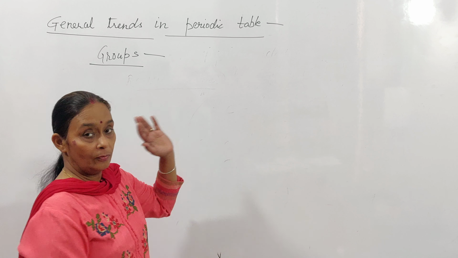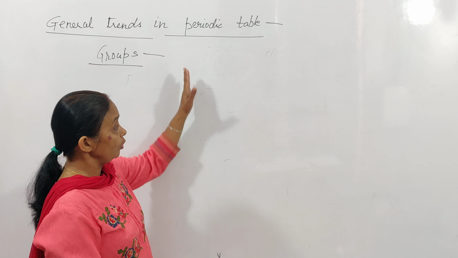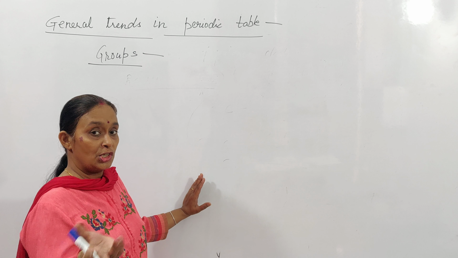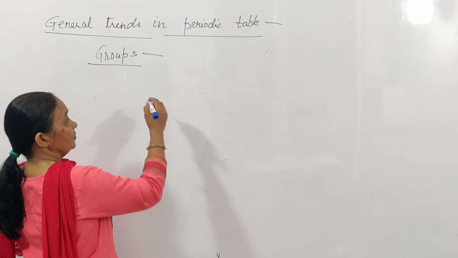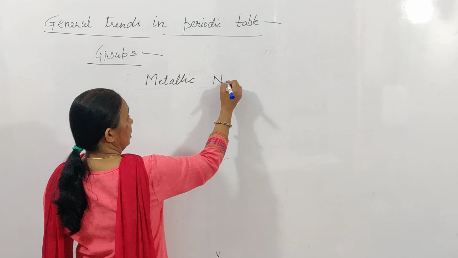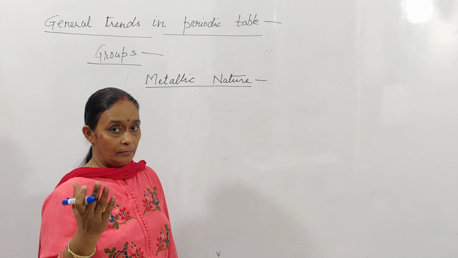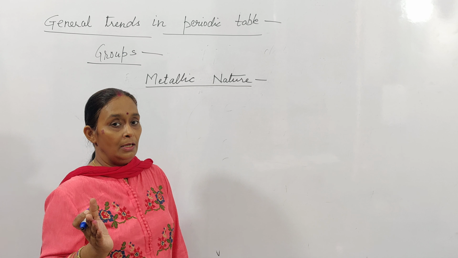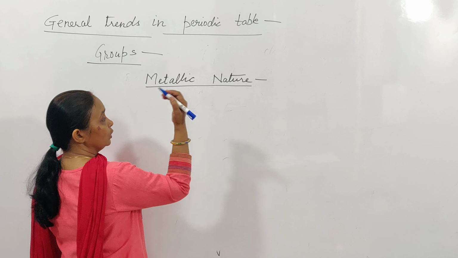Fine. So children, we have seen the atomic size of the elements when we move from top to bottom in a group. How does the atomic size of the elements change? Now we are going to see a few more properties. The first is the metallic nature of the elements as we move from top to bottom in the group. So about the metallic nature, you can say that elements which have a tendency to lose electrons easily are more metallic. So let us take an example of a group, the 14th group, suppose we take.